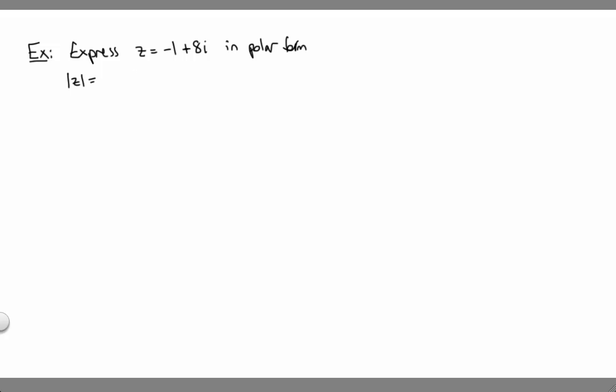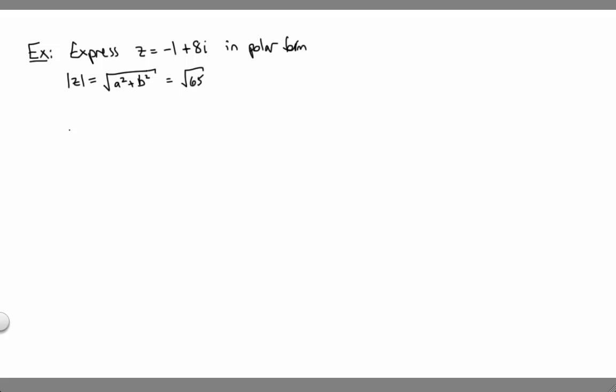All right, so length of z, as we said before, is the square root of a squared plus b squared. Okay, so if we take -1, square it, plus 8 squared, that gives us 65. So in other words, our length is root 65.